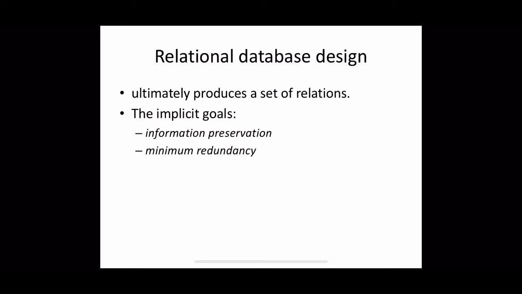So we can see what the different scenarios are in which some decompositions or changes are required in the existing relations. And finally it produces another set of relations. The ultimate goal of this relational database design is information preservation and minimum redundancy. So all the information present in the current set of relations should be there even after decomposition, but the redundancy should be minimized to the maximum possible extent.